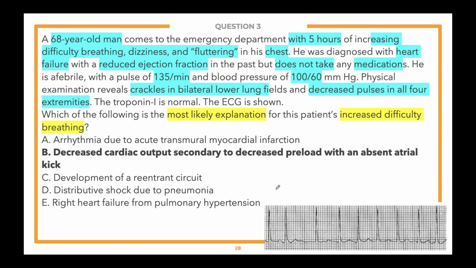Development of a re-entrant circuit. This is characteristic of Wolff-Parkinson-White. But remember, with that, you would characteristically see a delta wave or a slow upstroke of that QRS complex, which we're not told about here. And then lastly, an arrhythmia due to an MI. Remember, we were told that the troponin level was normal, so probably not a myocardial infarction. So nice job here with this question. And we'll move on to the fourth question.